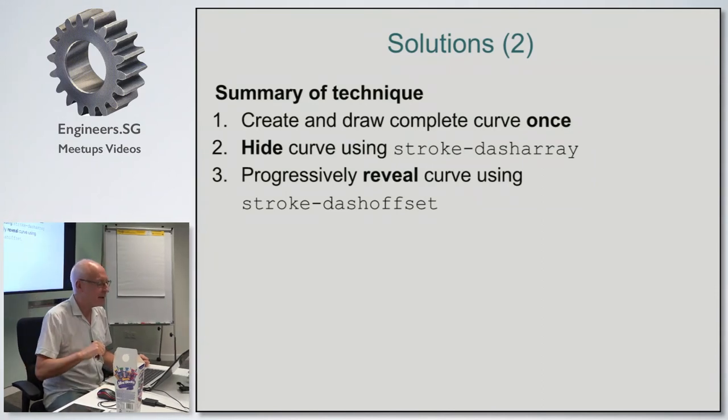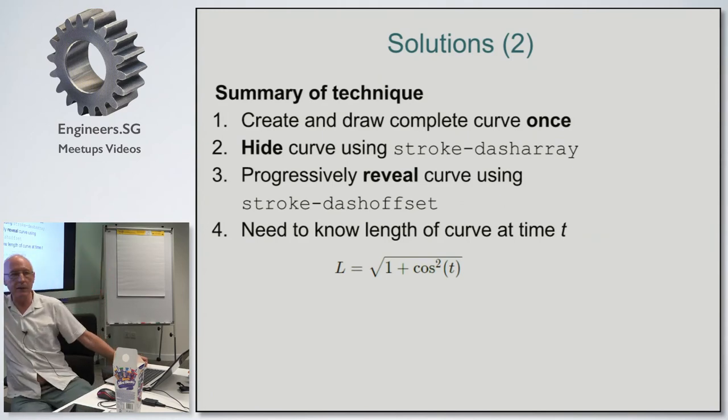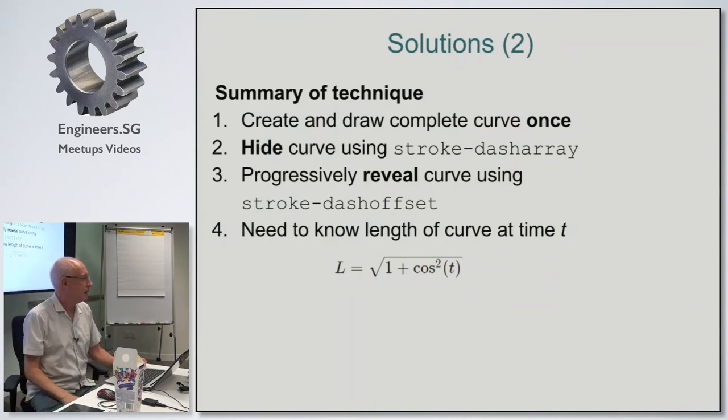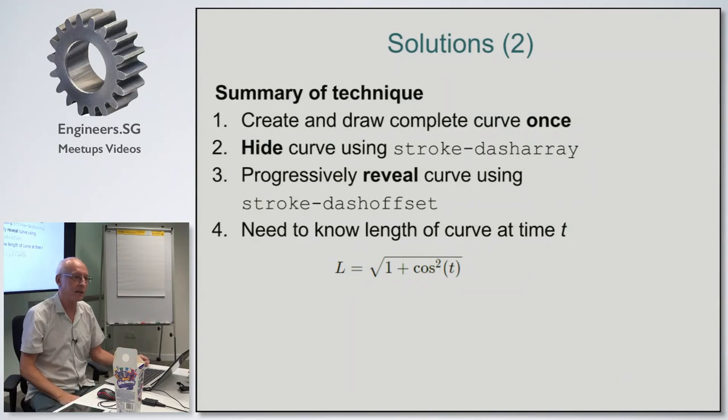So progressively reveal the curve using stroke dash offset. You need to know the length of the curve at time t. And this looks scary, but it's really no big deal. It's just the square root of 1 plus the cosine squared. All that is just the derivative of your expression. So I'm doing sine, the derivative of that is cos, square it. That's the only calculation I'm doing to get that length for each one, because it needs to know how far along the curve it actually is. That was the bit that I couldn't coordinate with CSS. It didn't want to know about that. I just couldn't marry the two of them together, so it didn't work.